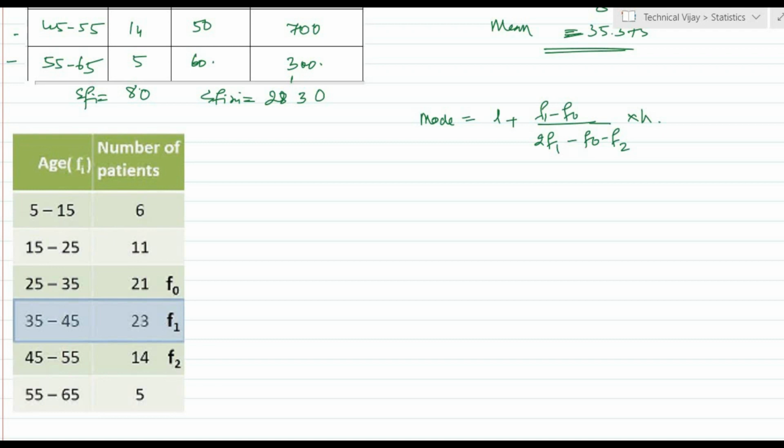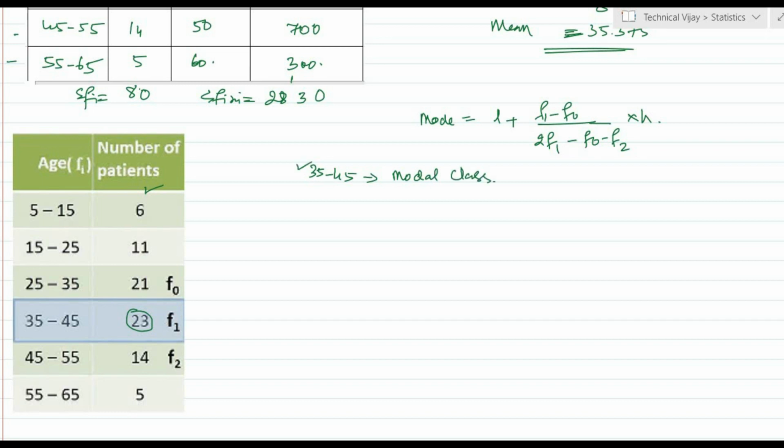Now I have written this table in this form, whatever the given data. Age and Fi, 5 to 15 number of patients, 15 to 25, like this I have done. We have to consider which is the highest frequency. Here 23 is the highest frequency: 6, 11, 21, 23, 14 and 5. So among these, 23 is the highest frequency. For that, this class, that is 35 to 45, is considered as the modal class.